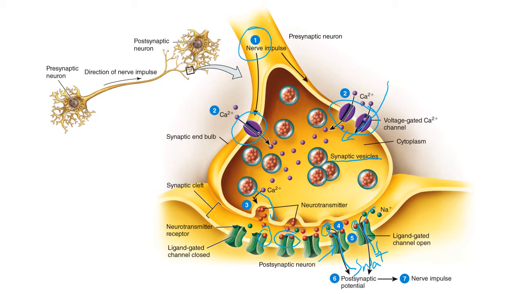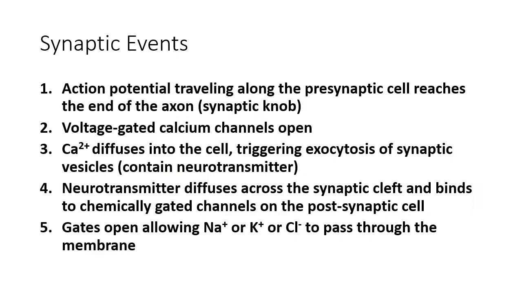As soon as we start to break down these chemicals, then we're going to go, in a sense, back the other direction, and those chemically gated channels are going to close. And so that's going to then end the transmission of the signal from one cell to the next. If there is enough summation, we're going to go from our graded potentials over to our action potential. And so that's going to make its way from there.